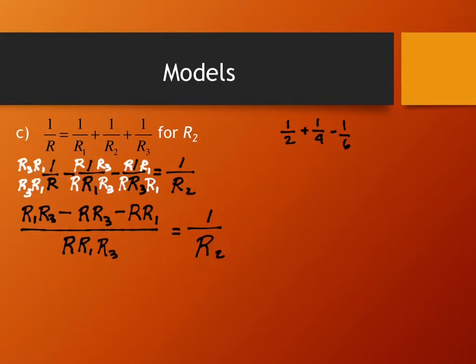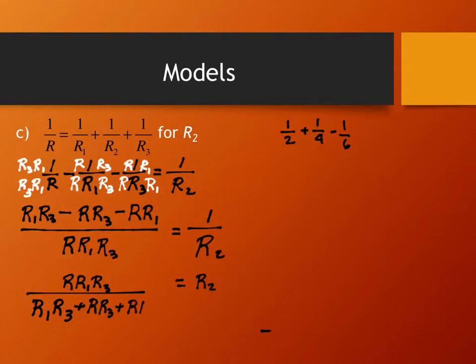All we have to do is to flip both fractions. And we can do that because there's only one single fraction. It's the only thing that exists on each side. Okay? So it is appropriate now to do a reciprocal, to flip the fraction on the right to say just R2, because that's what R2 over 1 would be. And then on the left, I would have R times R1 times R3 over R1, R3 plus R, R3 plus R, R1.